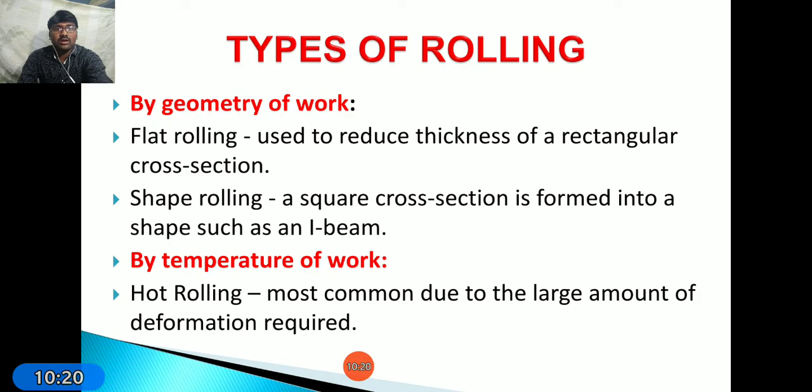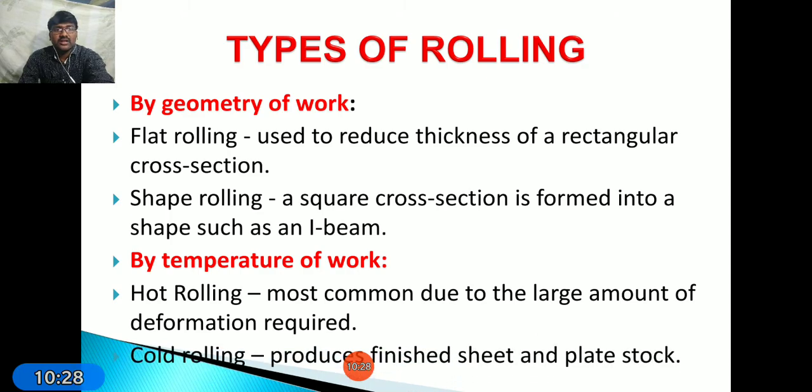That is known as hot rolling. This is most common, because a large amount of deformation is required in the hot rolling process. Next, cold rolling, which produces finished sheet and plate stock. Already discussed, hot rolling is nothing but rolling above the recrystallization temperature. Coming to cold rolling, it is nothing but rolling below the recrystallization temperature.